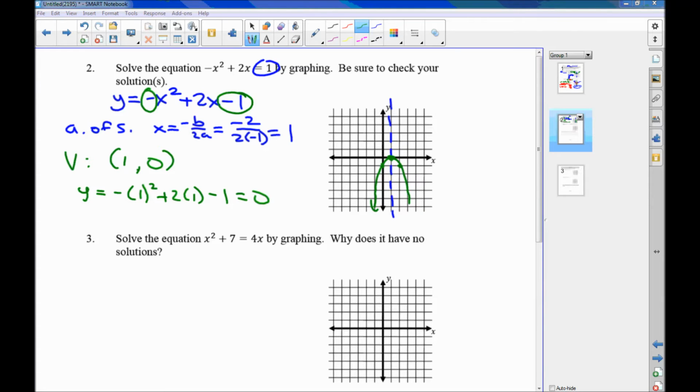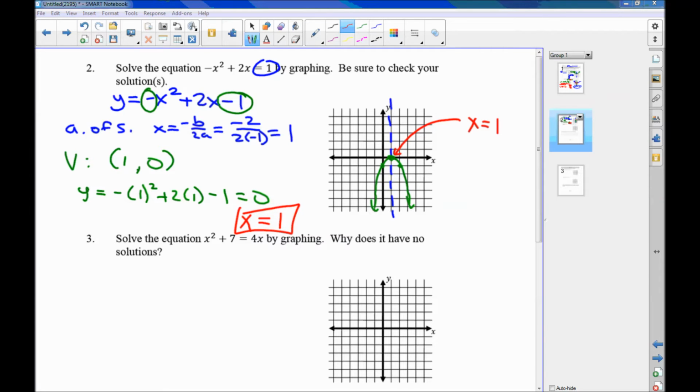And that's enough for me to know my answer here, because all we're looking for is where does this parabola cross the x-axis? Well, where did it cross the x-axis? It crossed at x equal to 1. So our answer here is x equal to 1. We have solved it. This time we only got one solution.